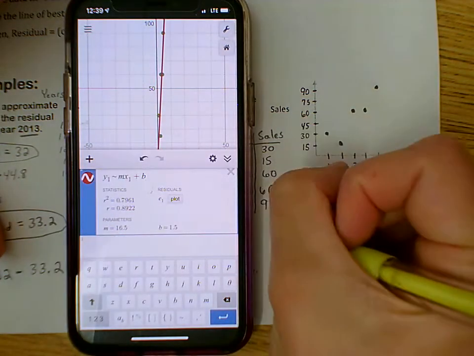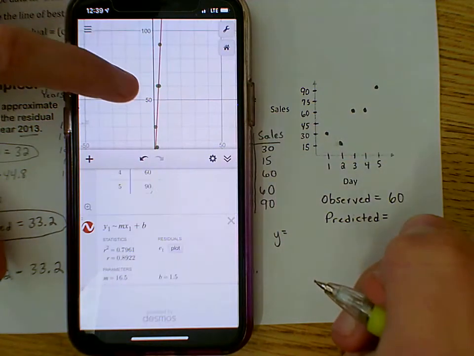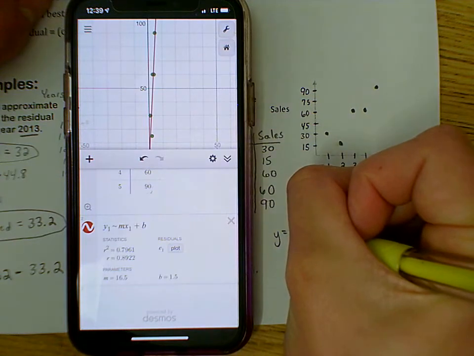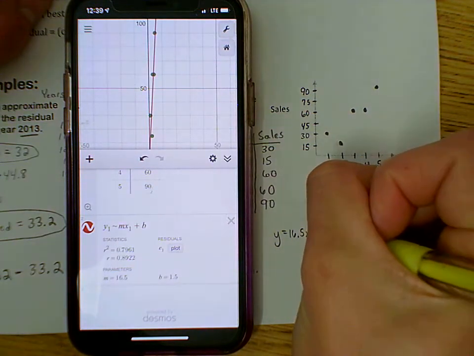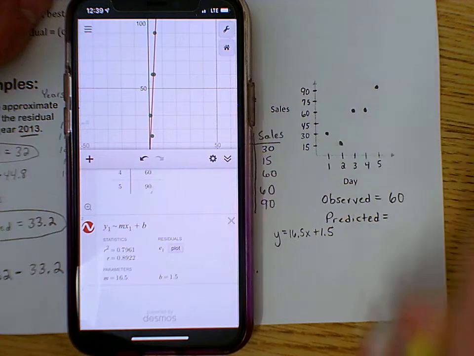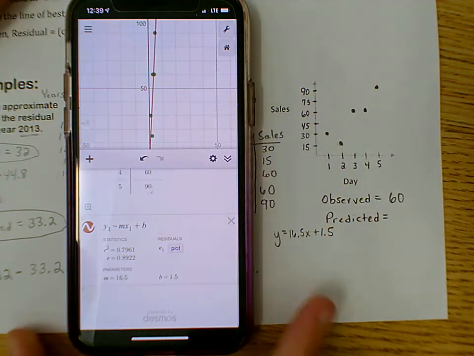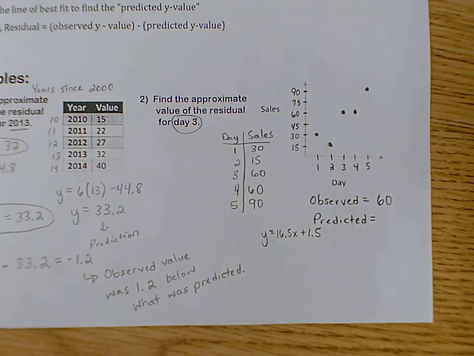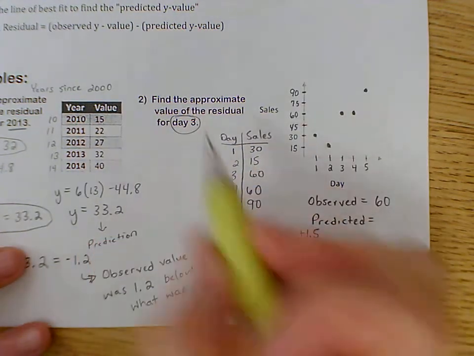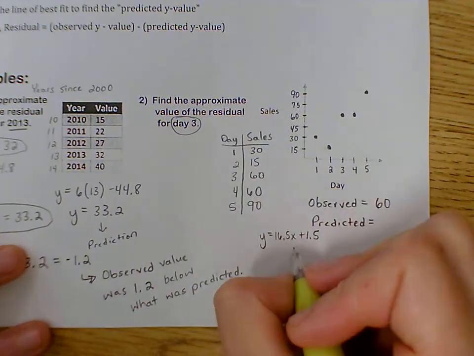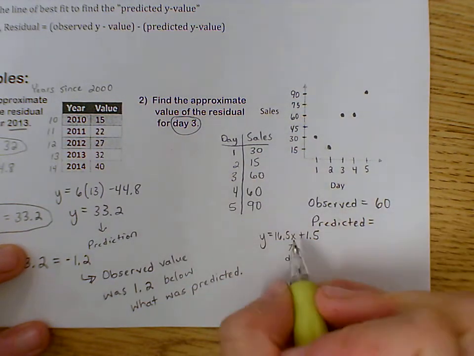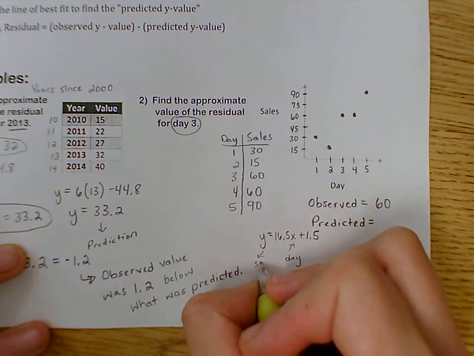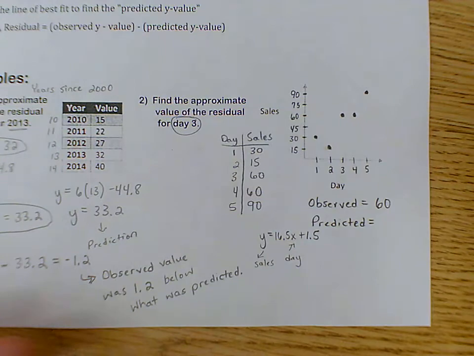So I'm going to write down my line of best fit. And notice it went ahead and graphed the line that goes through it. And so my line was y equals 16.5x plus 1.5. I just plugged in my slope and my y-intercept, okay? So we're going to use that to find what we would predict to happen on day 3. So notice your x values were your days, and so we're going to plug in a 3 right here to find what we would make in sales, or what we would predict we would make in sales that day.